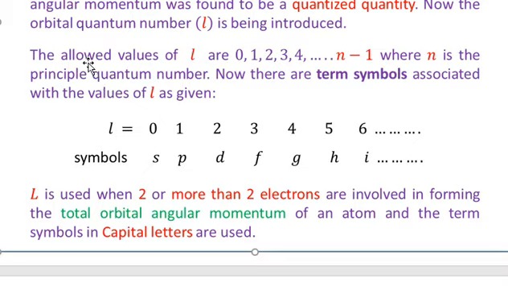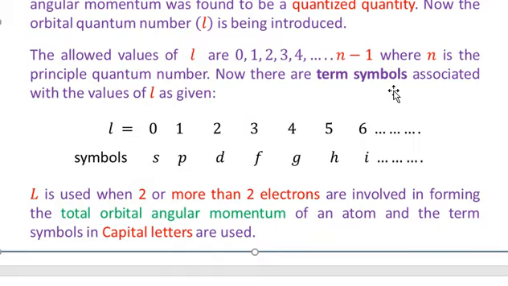Now the allowed values of this orbital quantum number L are 0, 1, 2, 3, 4, 5 and so on. The maximum value will be equal to n minus 1, so the principal quantum number of the system will restrict its maximum value to n minus 1. The lowest value will be equal to 0. This quantity cannot be negative. So L, the orbital quantum number, will have values from 0 to n minus 1 in integers, where n is the principal quantum number of the system.